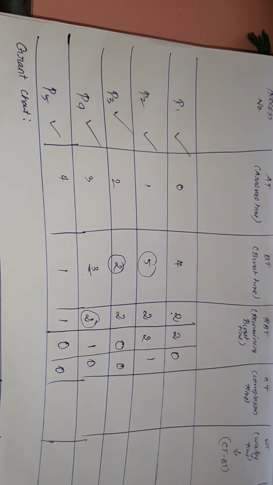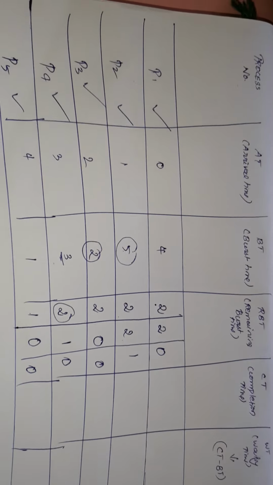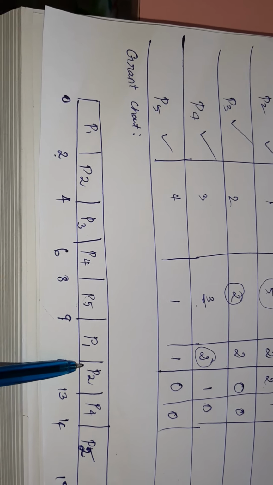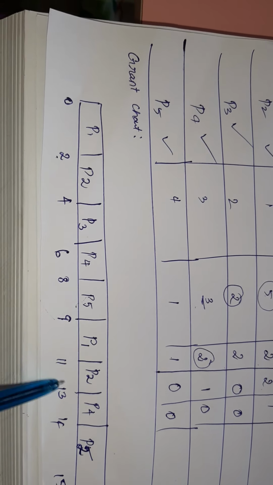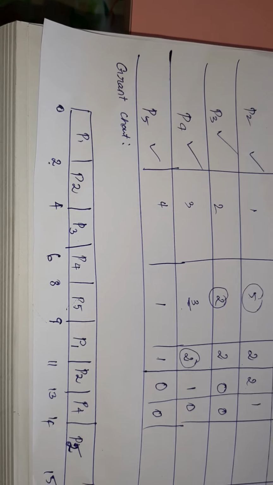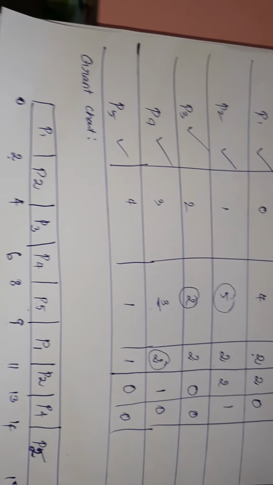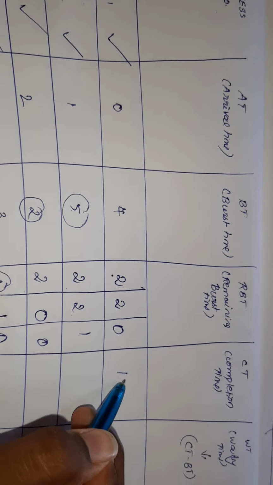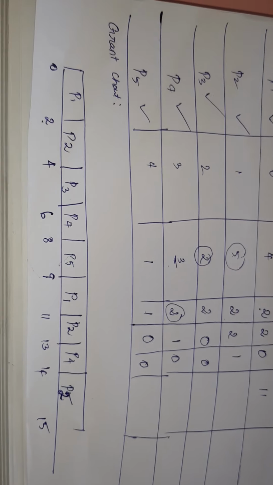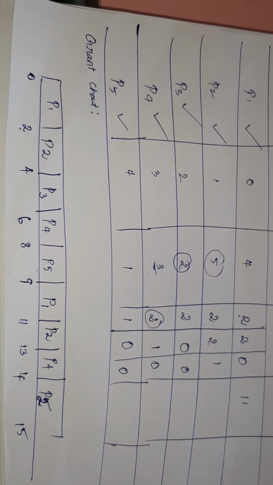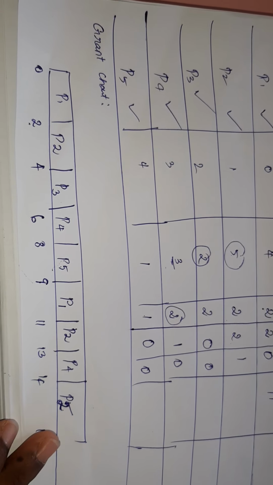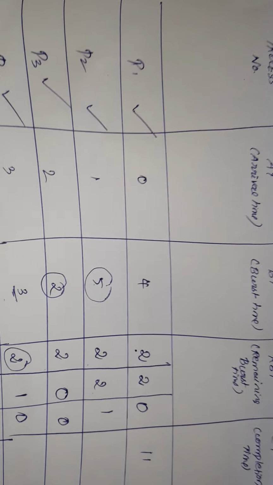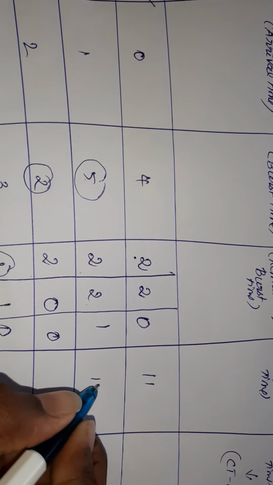Now what is meant by completion time? It is the time at which the process is completed, just check here. P1, where is P1? Yes, here. On the 11th second P1 gets completed, so I am going to keep P1 as 11. Next, P2: P2 is completed at the 15th second, so here I am going to keep P2 as 15.